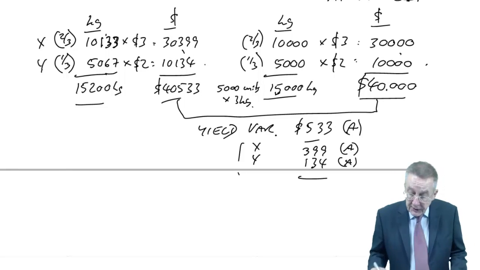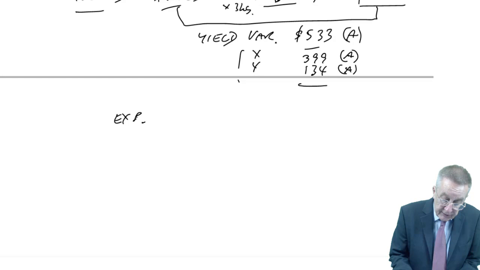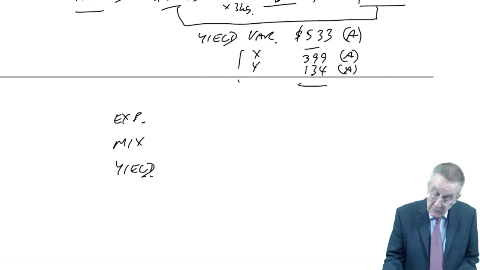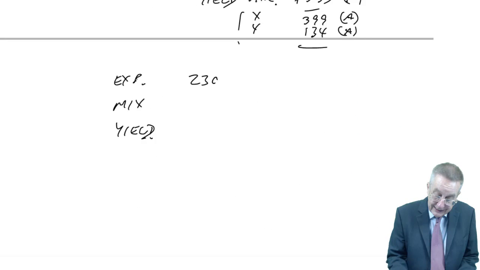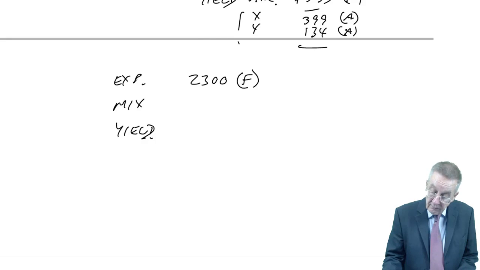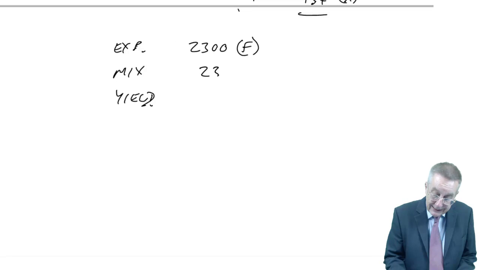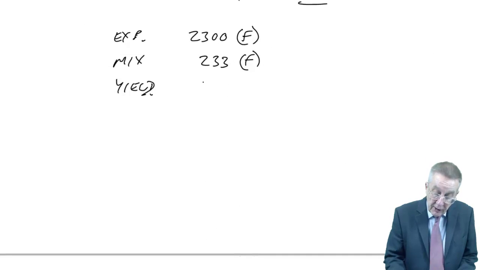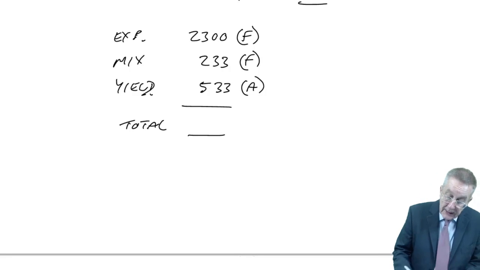Okay, a couple more things to say. First of all, let's just summarise and check it works. We've calculated an expenditure variance, a mix variance, and a yield variance. Expenditure was 2,300 favourable. Mix variance 233 favourable. Yield variance 533 adverse. And so overall, what's the total variance?